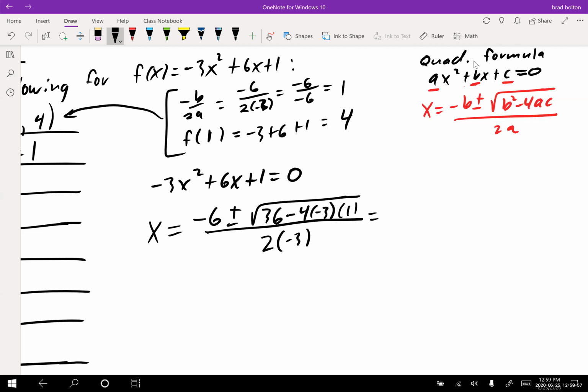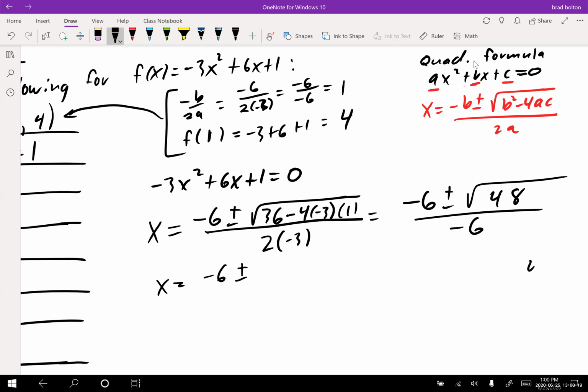So let's see what we get. We end up with negative 6 plus or minus the square root of 36 plus 12, so we know that's 48, all divided by negative 6. So now we have x equals negative 6 plus or minus the square root of 48, divided by negative 6. Now I got to take the square root of 48.